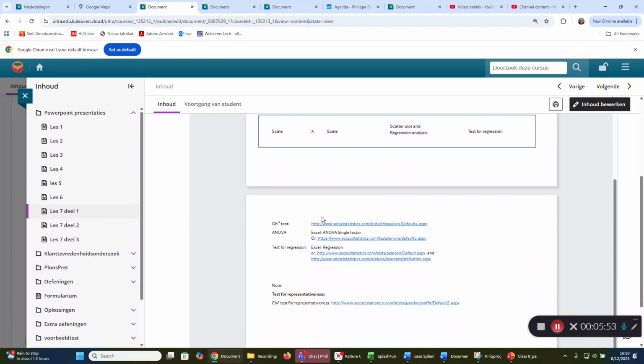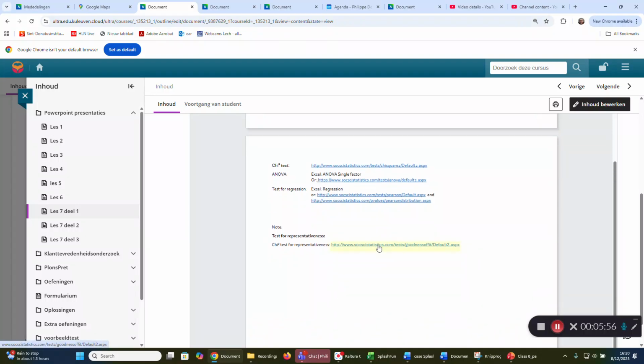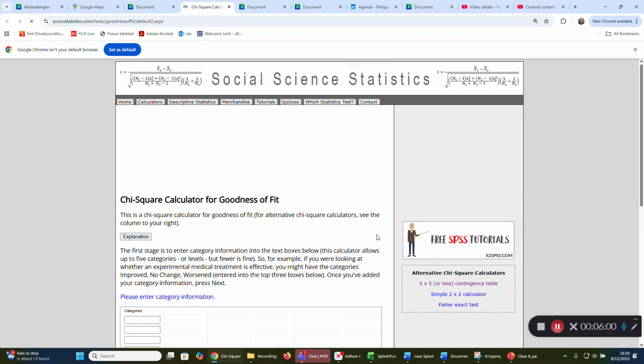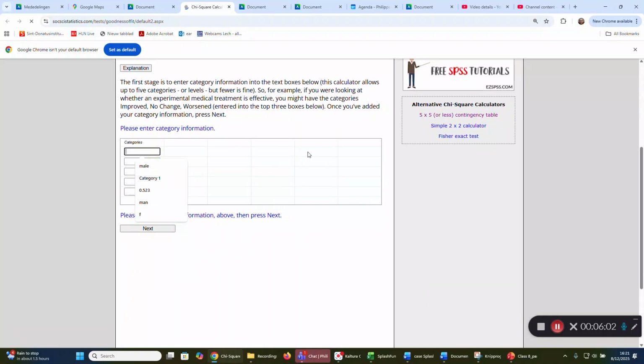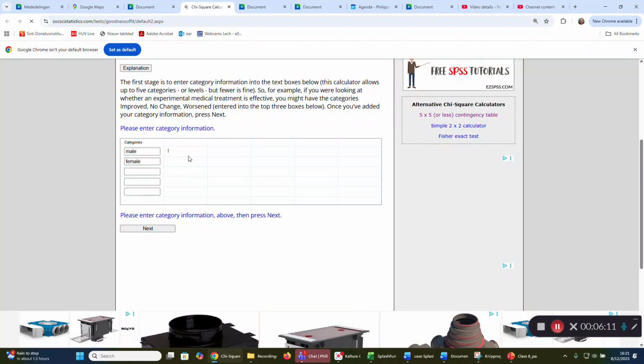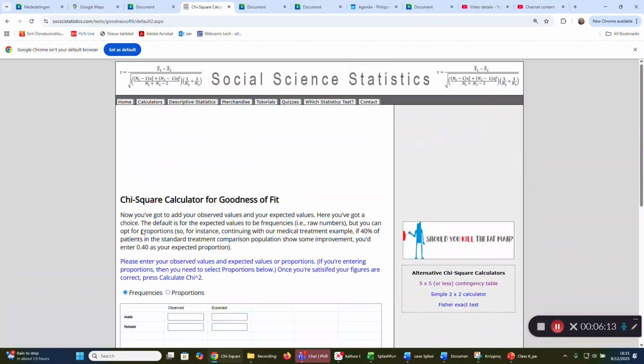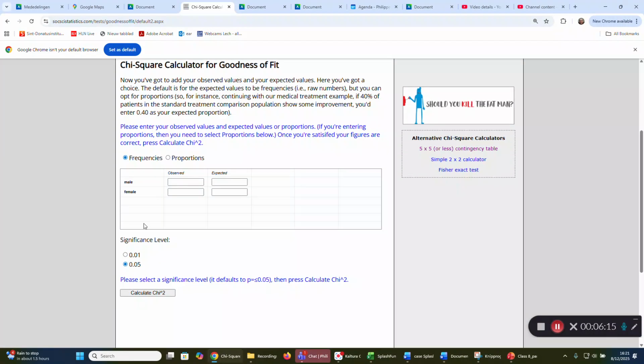sheet here, our decision scheme, you can see that there is also an online calculator available to test for representativeness. So let's go there, and you see that the test first asks for the categories, and we have a category male and we have a category female. So let's enter those categories already, and then it's going to ask for the observed frequency and the expected frequency.